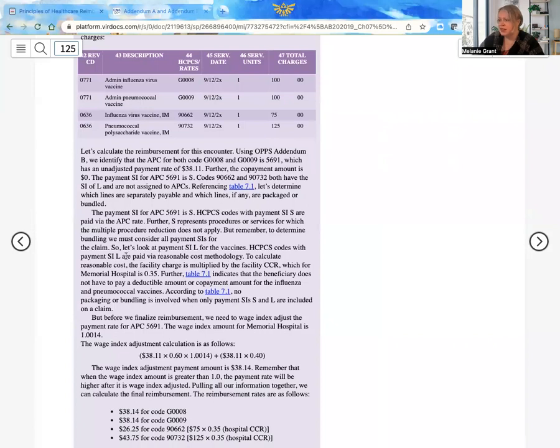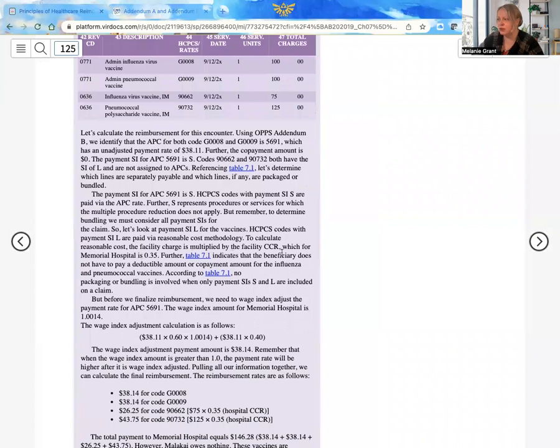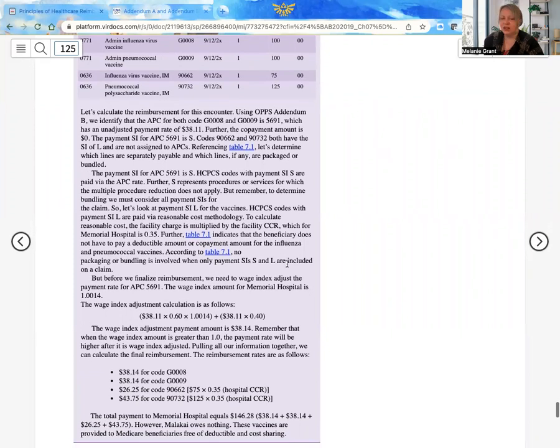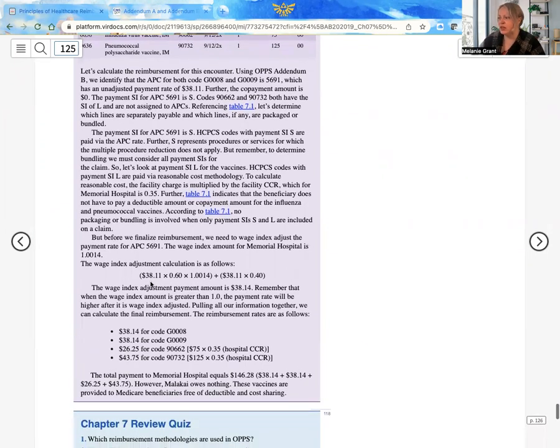Because the status indicator of L for 90662 and 90732 is going to use a reasonable cost methodology, we have to look at a facility charge and multiply it by the facility CCR. For this example, we have Memorial Hospital, which is a 0.35. And since the patient doesn't have a deductible amount, that means that we will take that 0.35 to determine the total payment at 100% reimbursement. All of this is telling us is that we're basically going to find the total amount for each of these.